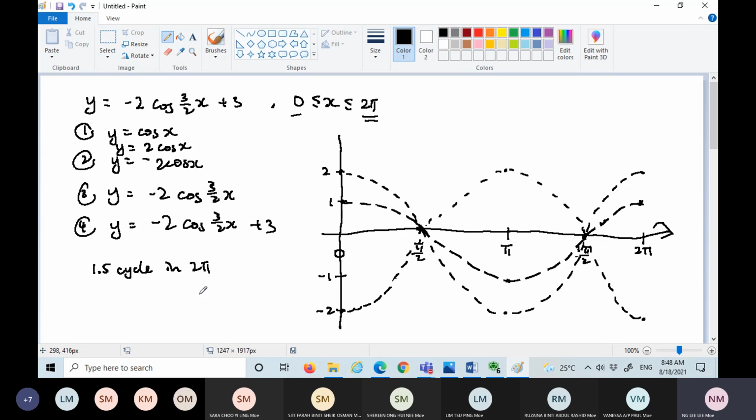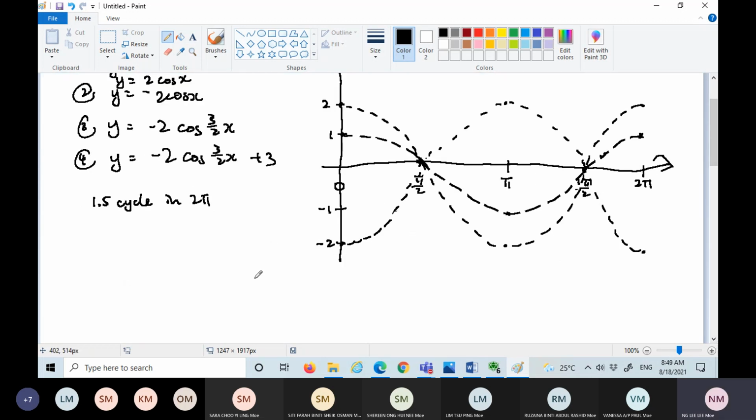What is the meaning of the 1.5 cycles? Oh, very, very difficult, this example. 1.5 cycles in 2 pi. If I use this way, I also get very confused. That's why for this example, if I use my other method, which is the tabular method, I will feel it's easier. But I will try. So what is the meaning of a 1.5 cycle?